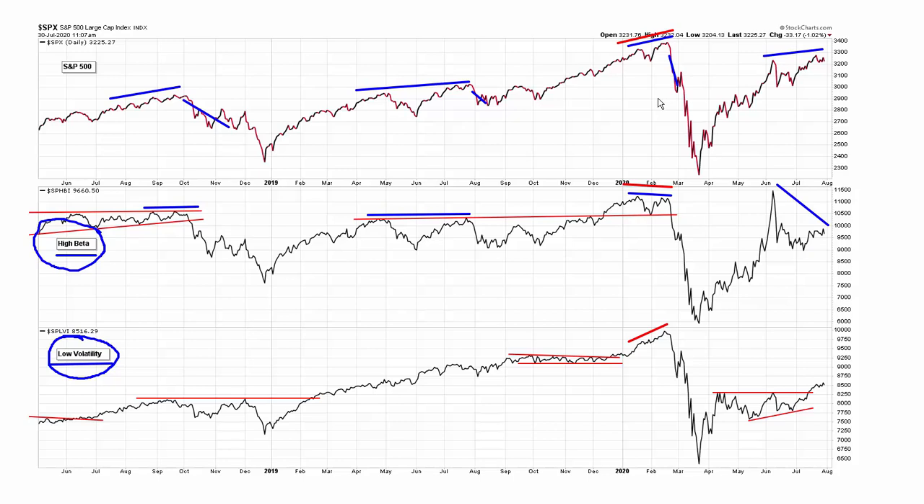It just tells you that money's rotating within the index. It's coming out of the growth stocks going into the more boring stocks, and that's a little bit of a warning. We're getting that right now. As I said, we have higher high here, lower high here, but the lower volatility names are moving up. So money is shifting from here over to there, and that's a little bit of a warning.